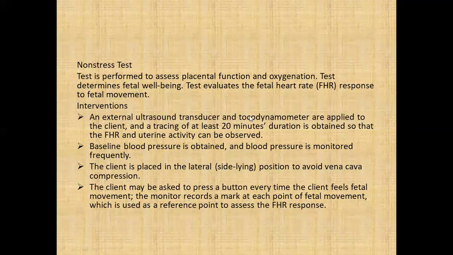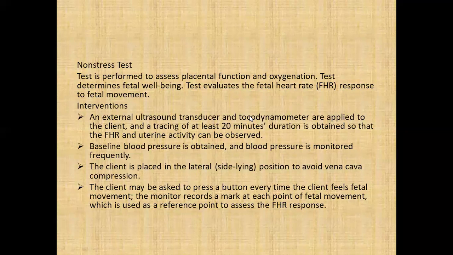The position for the procedure is that the mother will lie in the left lateral position, because we don't want to cause any form of syncope or hypotension that could lead to a drop in the maternal blood pressure. So we put the mother on the left lateral during the procedure. And after the 20 minutes, we pull the monitor and look at what happened to the fetal heart rate during the fetal activity.